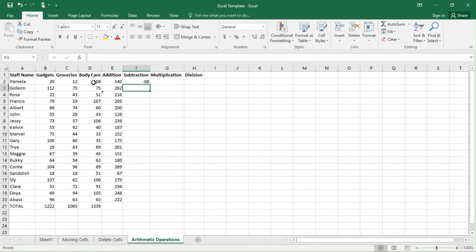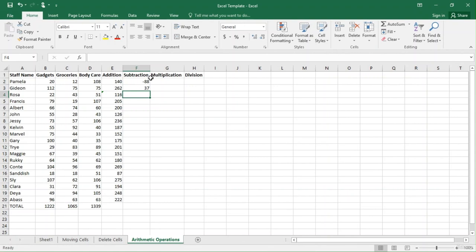If you carry out this calculation with your local calculator or manually, you will get the same answer. So 20 minus 108 is equal to minus 88. Let's try to subtract for Gideon. Equal to B2 minus D3. And you have it, 37.